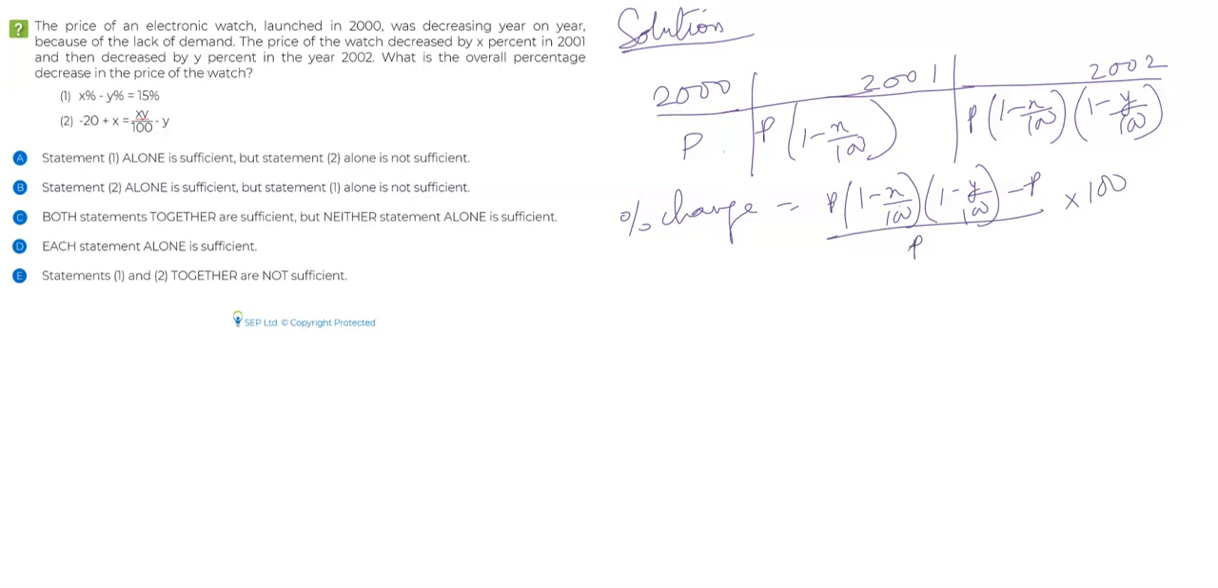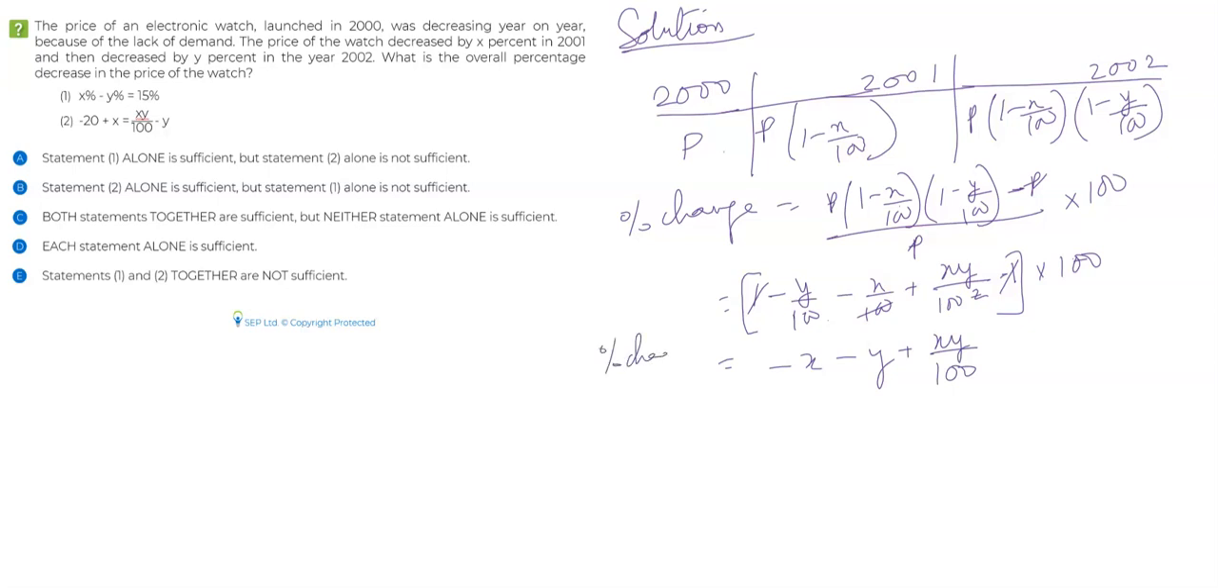Now notice this P will get cancelled out, and if I multiply this, I'll get 1 minus Y by 100 minus X by 100 plus X into Y by 100 square, and there's a minus 1 here, this whole thing multiplied by 100. Now see, minus 1 plus 1 will get cancelled out. If you multiply by 100, you'll get minus X minus Y plus X into Y by 100. So this is the percentage change that we are looking for if you want to go through the really methodical approach. However, I would not recommend it.